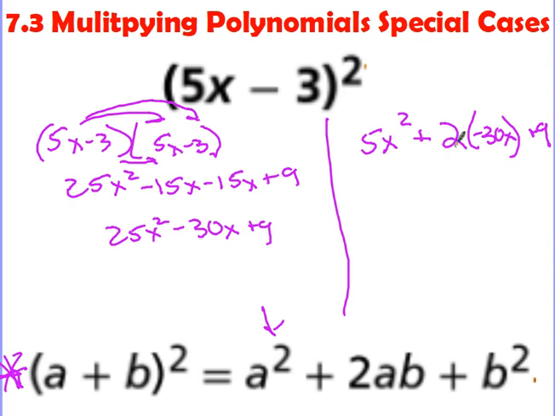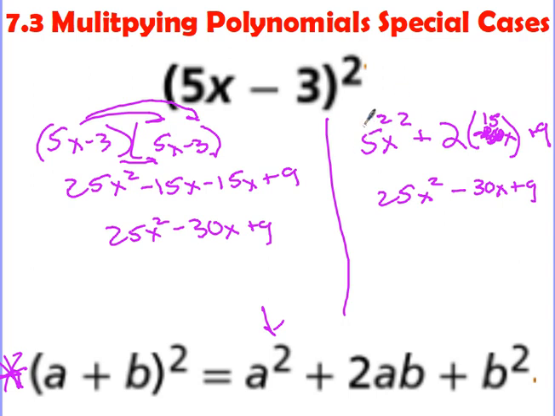I'm sorry, that shouldn't have been 2 times negative 30x. My bad. It should have been 2 times negative 15x. Sorry, I got distracted. I had a visit from another teacher. So it'll be 2 times negative 15x. And then this is going to give me 25x squared minus 30x plus 9.